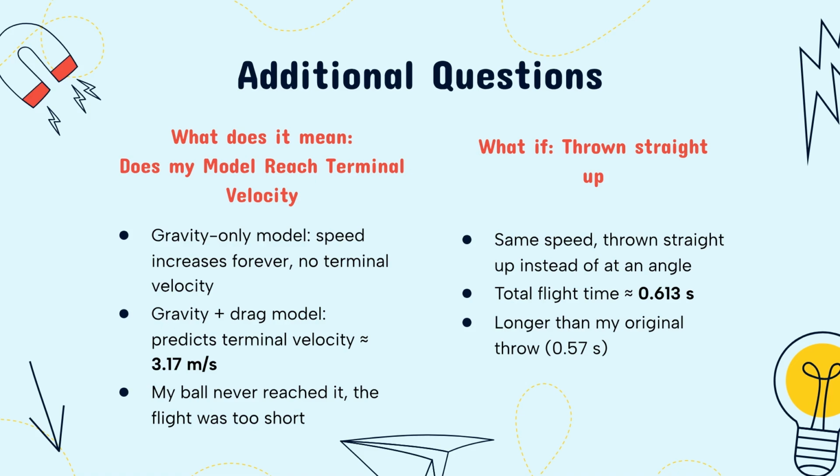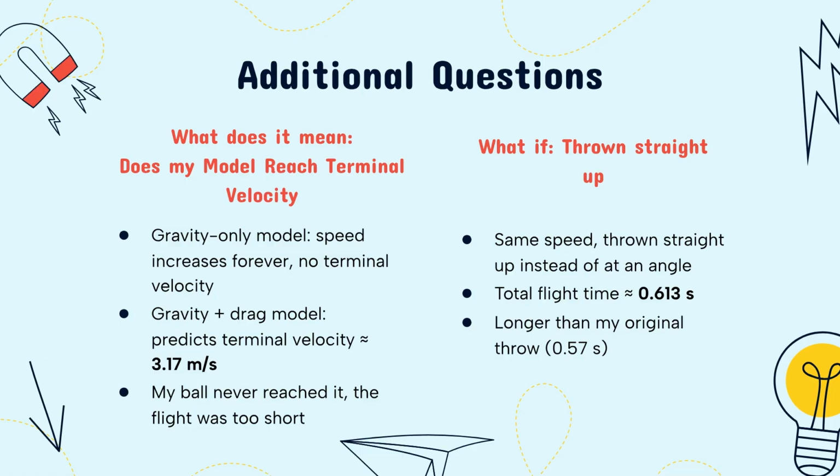My gravity plus drag model does predict a terminal velocity, though, found by setting the drag force equal to gravity and solving for v. V terminal equals the square root of mg over b. Plugging in my numbers gives a terminal velocity of about 3.17 meters per second. But my ball only launched at 2.65 meters per second, and the whole flight lasted just over half a second, nowhere near enough speed or time for drag to actually catch up to gravity. So neither of my models actually reached terminal velocity during this experiment.